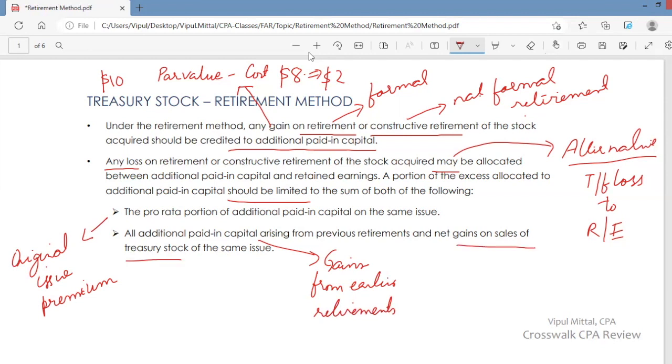You have not retired those shares, which means you were following the cost method. So net gains on sales of treasury stock of the same issue generally would happen if you are following the cost method. So, net gain on sale of treasury stock if you are using the cost method.